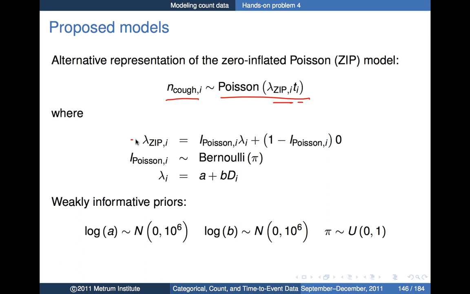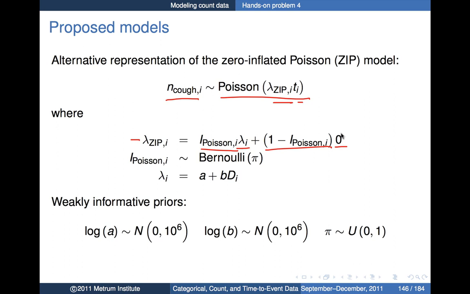And the lambda zip is now where I'm going to introduce the mixture. So I'm introducing the mixture at a different step, where this lambda zip has an indicator variable for whether or not our random variable comes from the Poisson model. So I just called it I Poisson times lambda I, and then 1 minus I Poisson times 0. So again I've got this combination: the part described by a Poisson with lambda I, and a portion where it's 0.